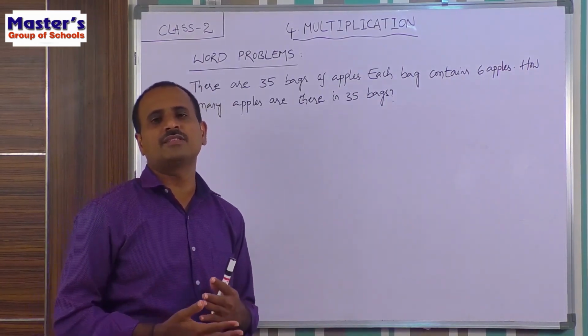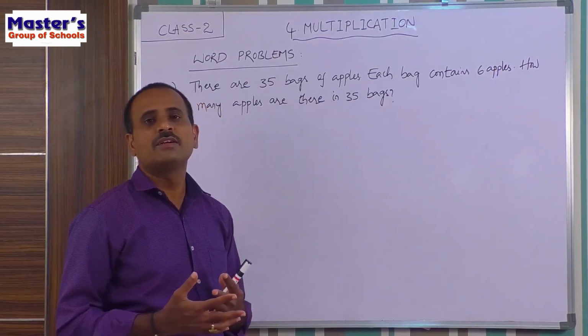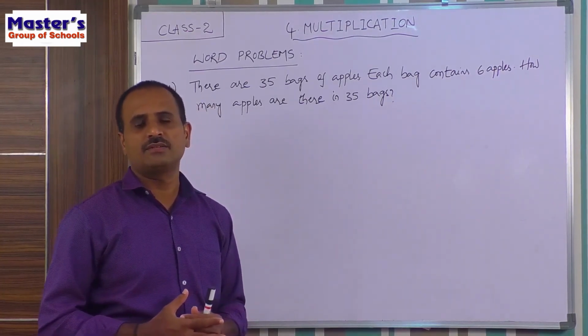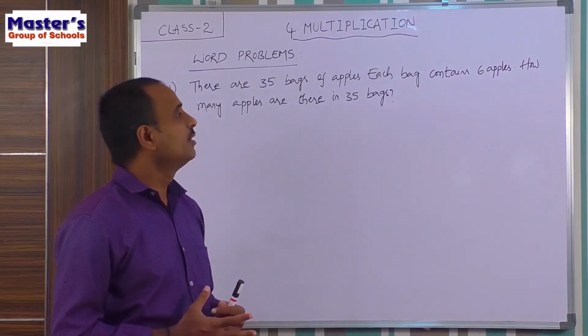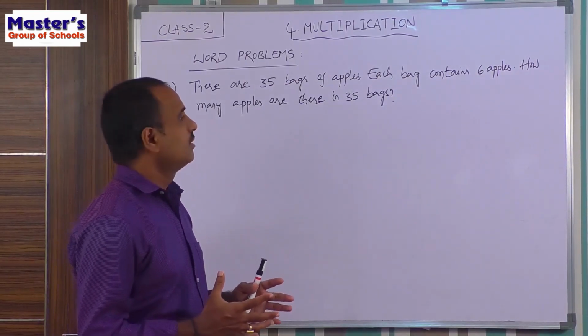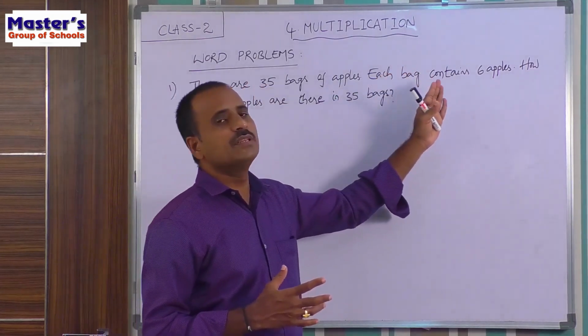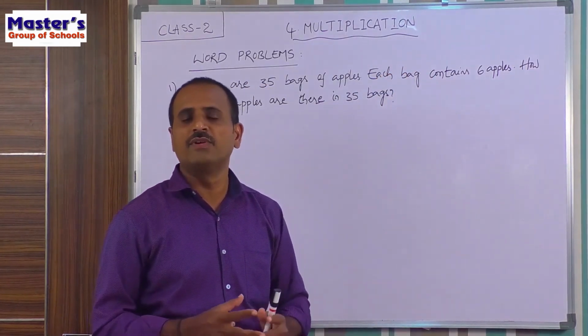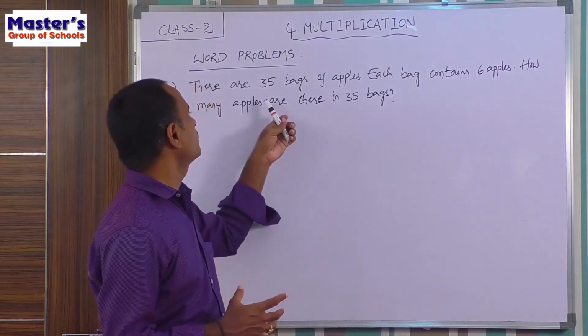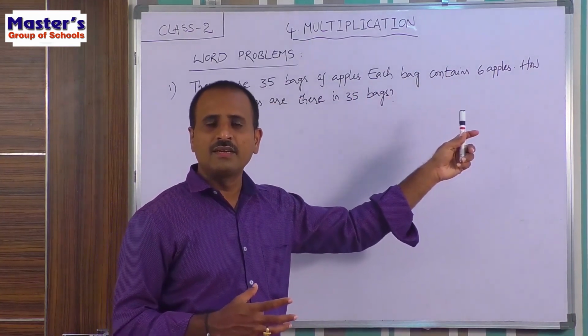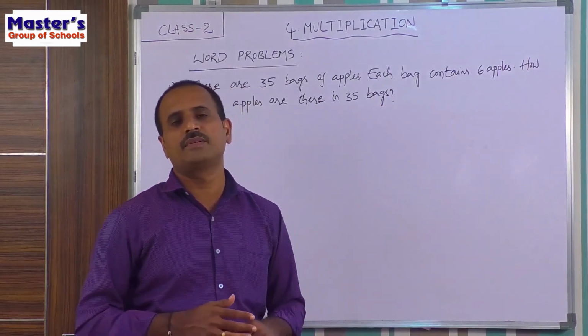So how can we get the answer? We can get the answer by just multiplication. So how can we multiply? Here we have to multiply the number of bags of apples with the number of apples in each bag. That is, we have to multiply the number 35 with 6, then we get the total number of apples.